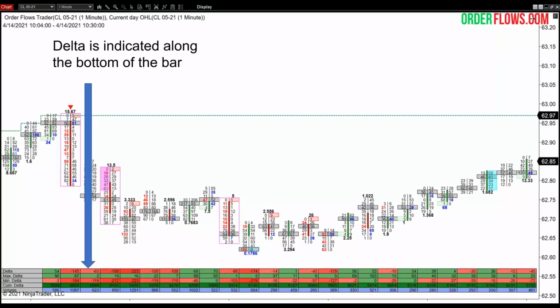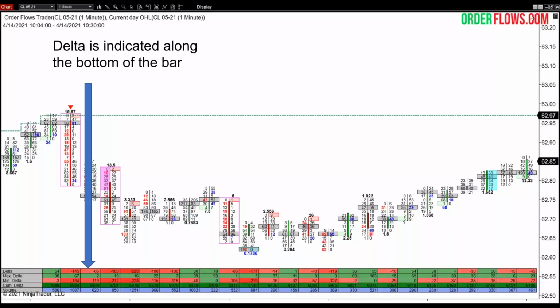And delta, on most software, is at the bottom of the chart. Some people like to have it printed above the bar or below the bar. I just find it easier for me to have it along the bottom. Again, some people have it printed above or below the bars, but I like to keep it in the same spot, so I know where it is basically. But generally, as you see, as the market is selling off, as it's going down, you have negative delta, right? Generally, as the market is rising, you're going to have positive delta, right? You can see the positive, the green boxes down here on the bottom, is the positive delta.